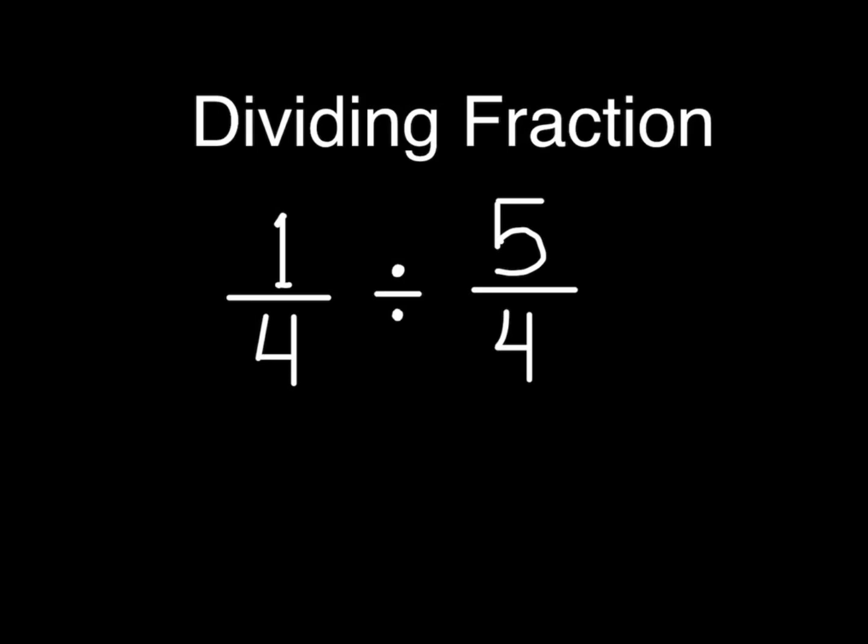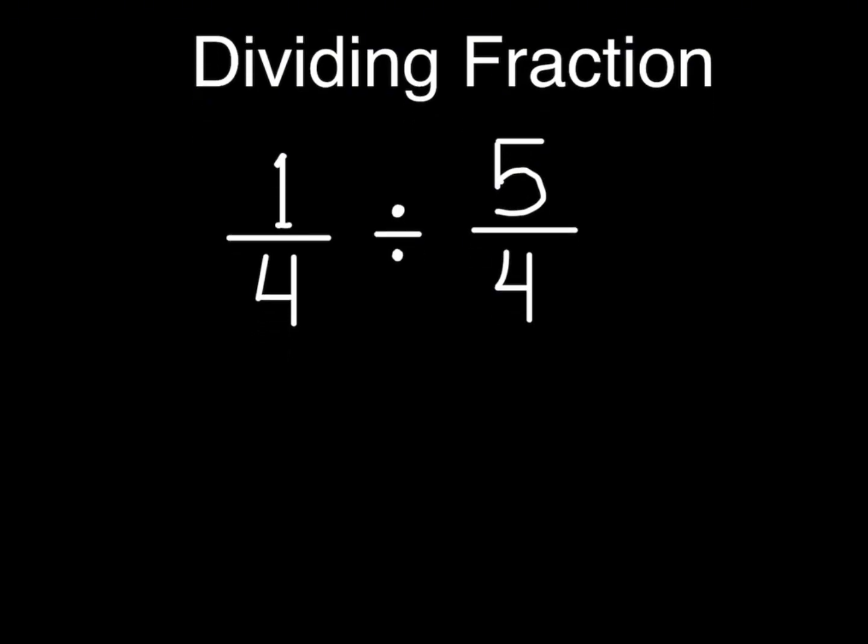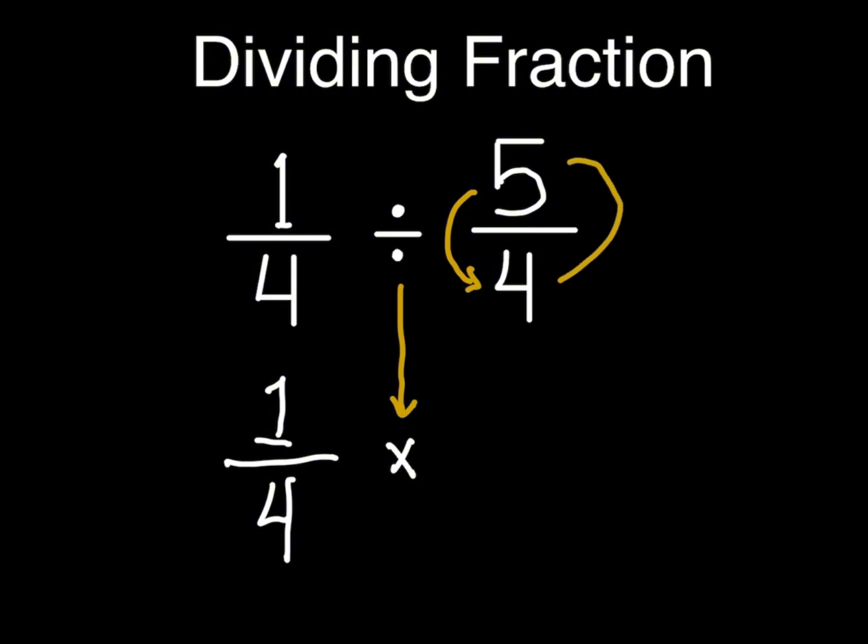So in dividing fractions, first you just copy the first fraction, which is 1 over 4. And then instead of division, you have to change it into multiplication. So change the division into multiplication and then swap the second fraction, which is 5 over 4. So 5 will go down and 4 will go up. So that will become 4 over 5.